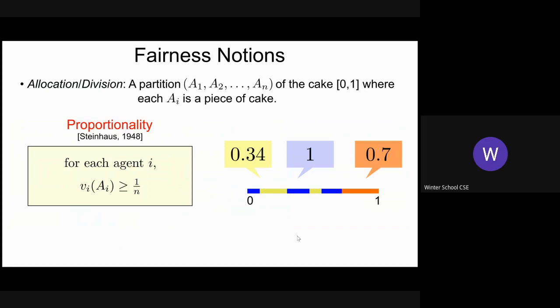Who thinks it's not proportional? Remember, these numbers are from different agents' perspectives. If I am the yellow agent, this 0.34 is my value for these two together. Yes. Is everyone happy that this is a proportional division?